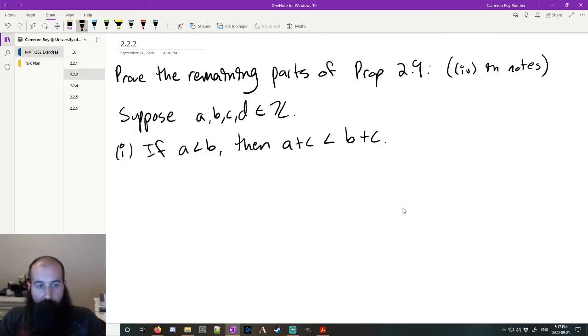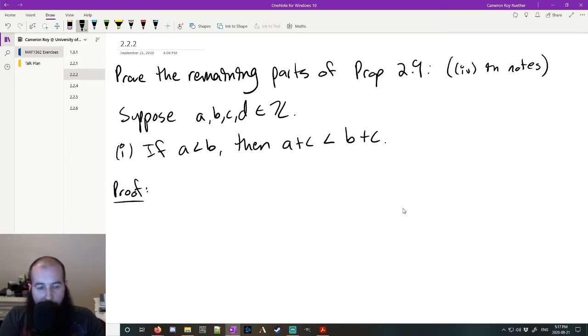Exercise 2.2.2 is to prove the remaining parts of proposition 2.9, part 4 of which is in the notes. The proposition is about 4 integers, a, b, c, d, and the first part says that if a is less than b, then a plus c is less than b plus c. So proof.